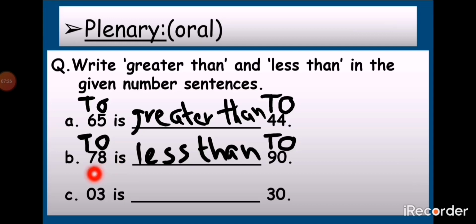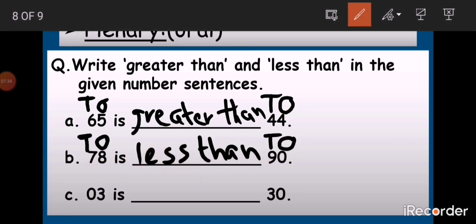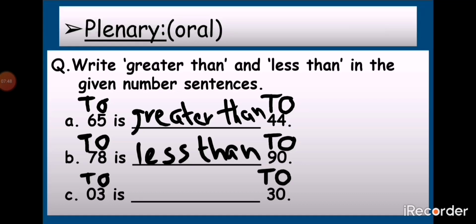Now the last part, 03. 03 means the number 3. There are no tens. It's only 3 here. It's dash than 30. We put the values. There are no tens, and we put O for ones on 3. There are 0 tens, we write T on 0, and if you do not write anything, it's okay. On number 30, put O on 0 for ones. Put T on 3 for tens.